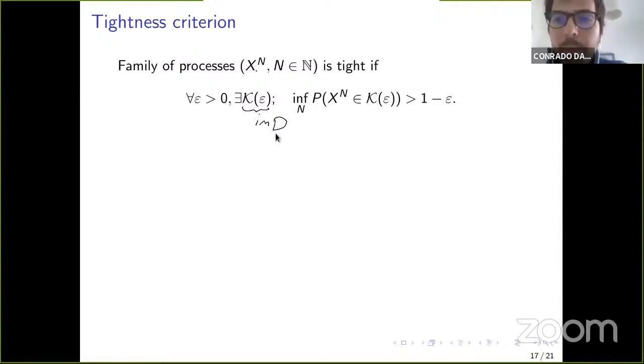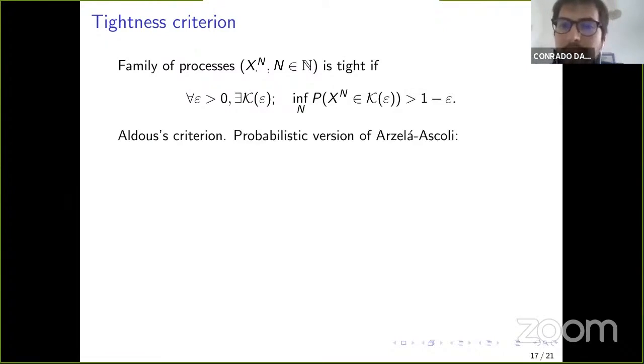It's not a trivial compact set. It's difficult to understand compact sets in the space of trajectories. It's much harder than compact sets in R. So luckily we have a criterion, which is Aldous's criterion, that is a probabilistic version of the Arzelà-Ascoli theorem for compactness of families of functions.